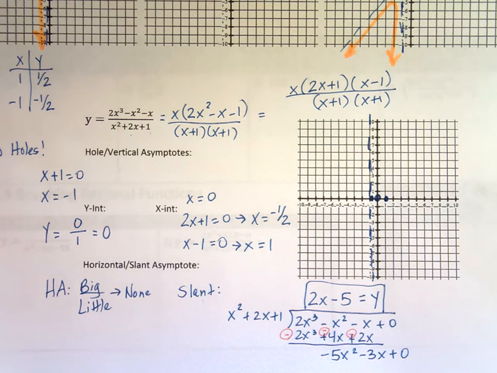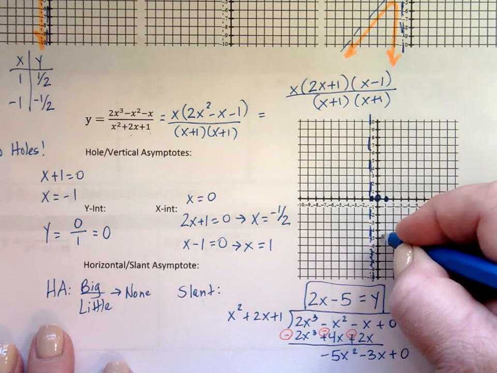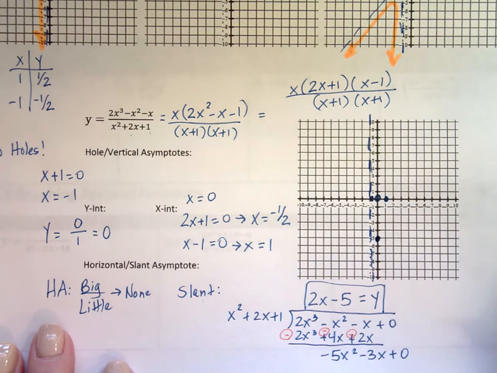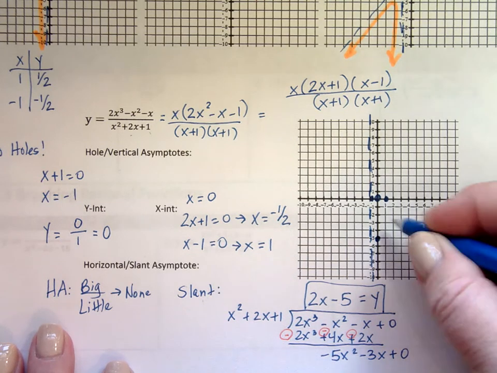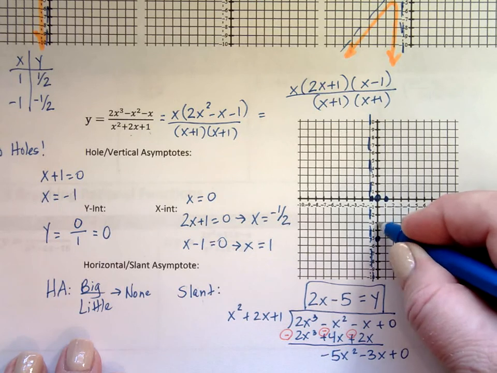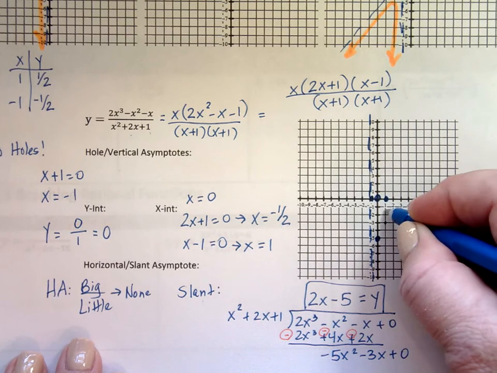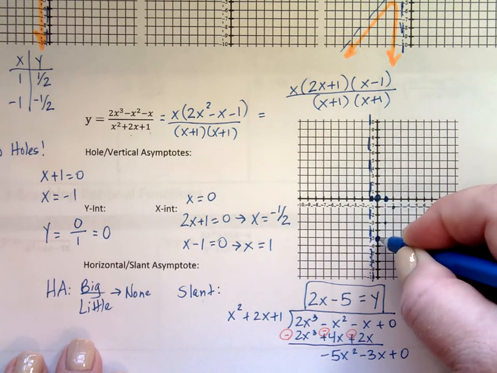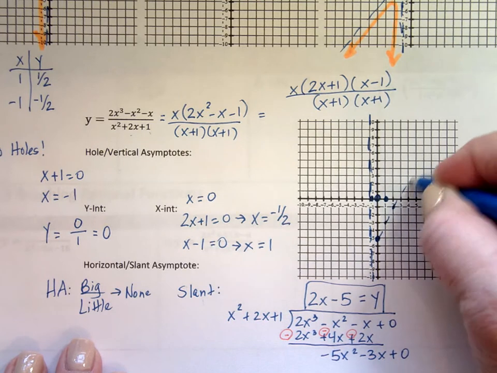So let's graph this thing. Negative 5 is down here, my intercept. And then I have a slope of 2. Now this is for my slant asymptote, slope of 2, so I go up 2, right 1, up 2, right 1. And I'm going to connect these in a dotted line and create my x, right?